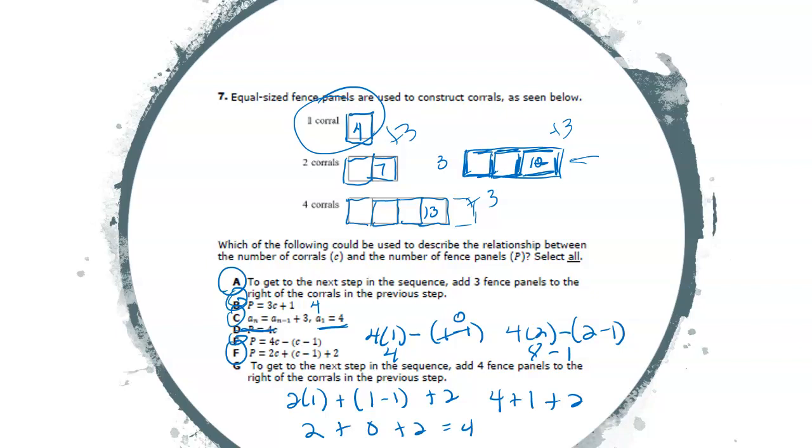Remember that STAAR and EOC, as it's called in high school, is all or nothing. There is no partial credit on these.